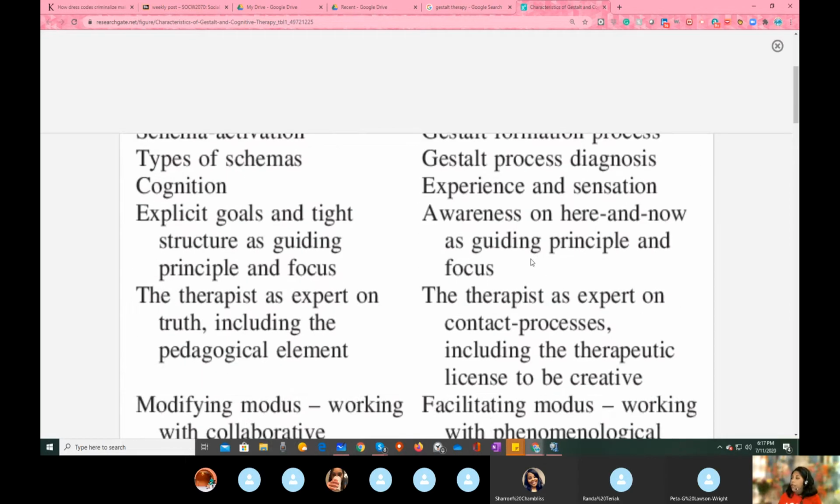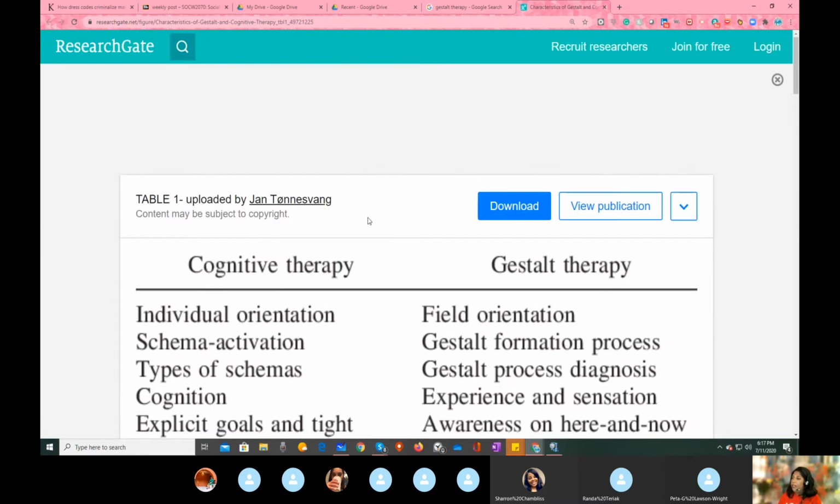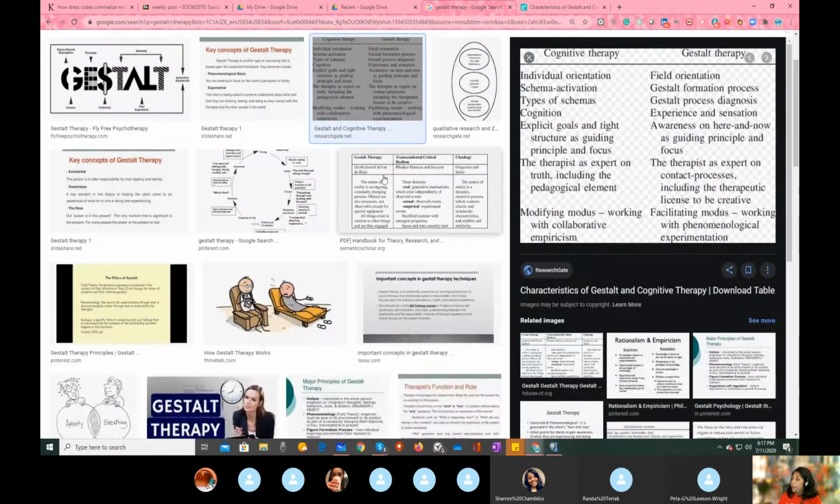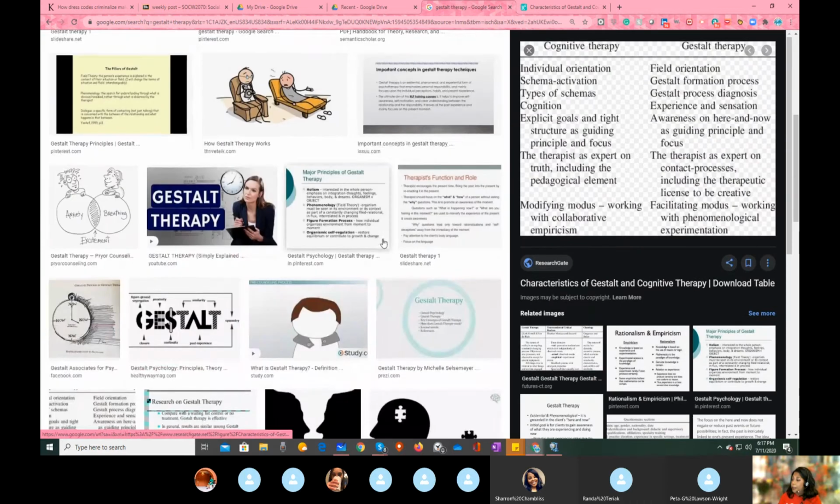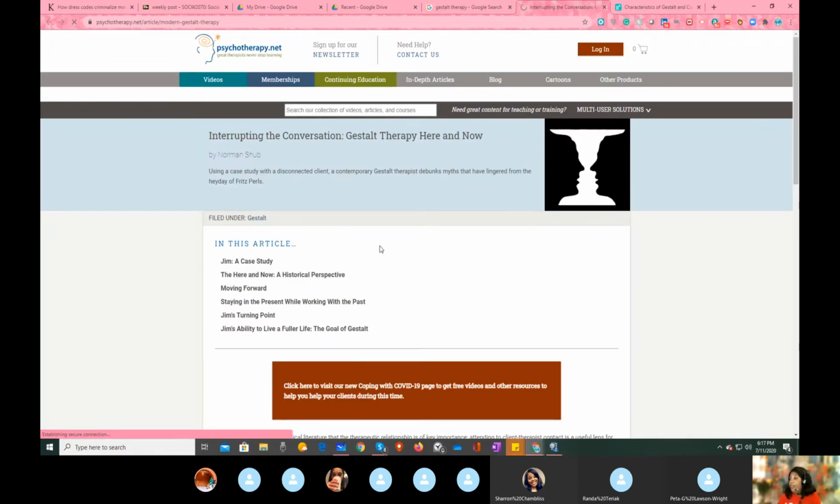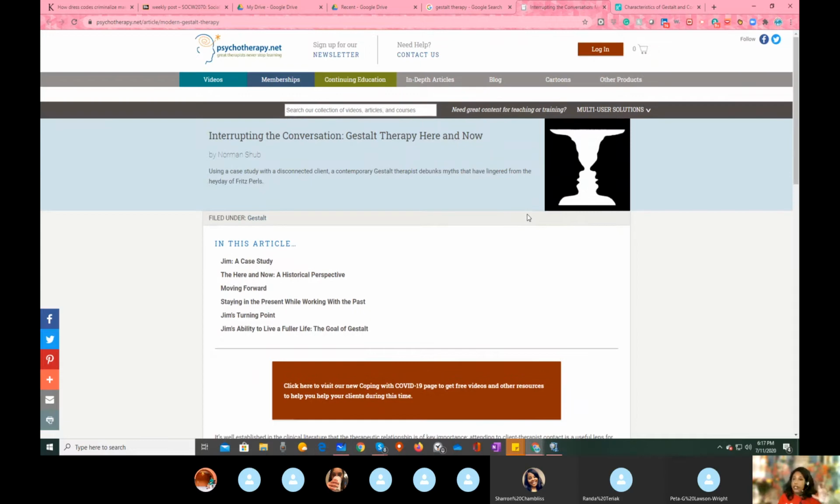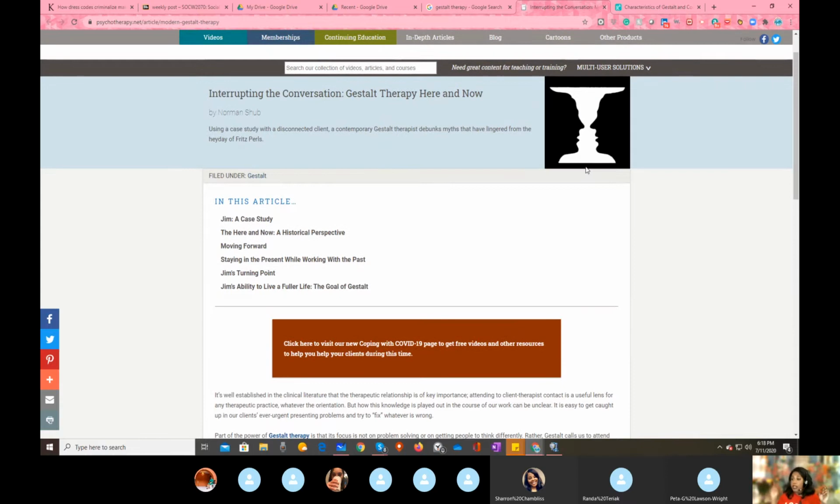So Gestalt: formation process, here and now. The therapist was the expert with Gestalt. And figure ground, does that ring a bell? That term is called figure ground or ground figure. That's a term we'd see about Gestalt and Fritz Perls, and it had to do with your view. You don't have to know more about that than that. Just know what the term is called. All those things point to Gestalt.